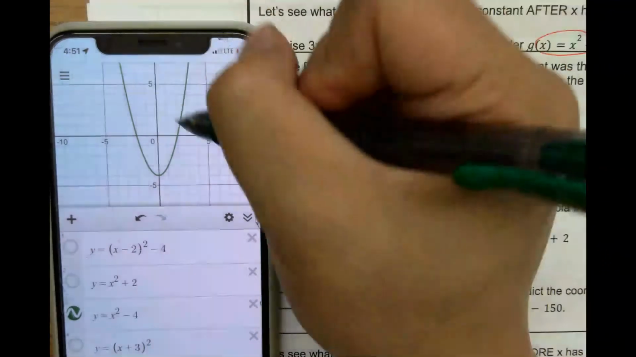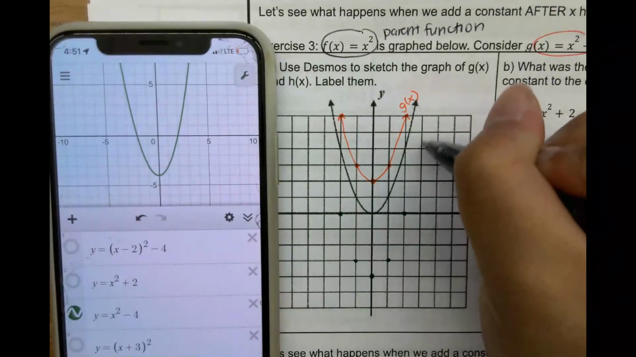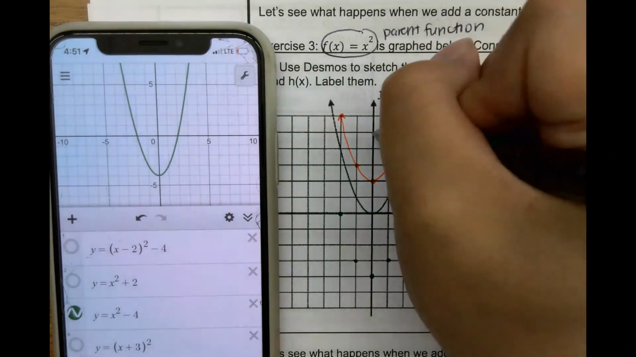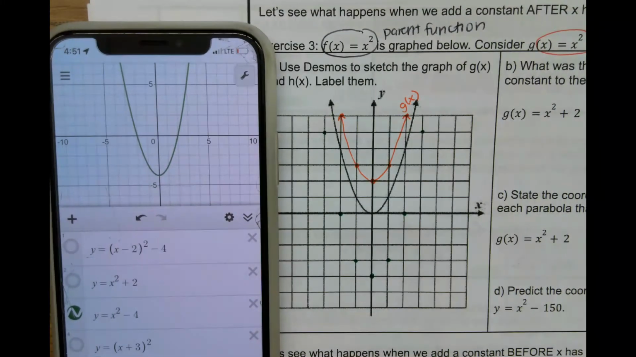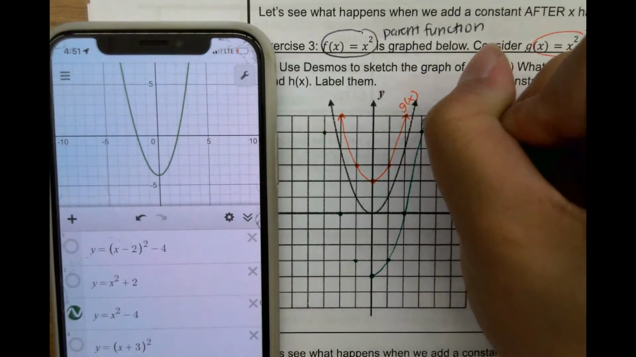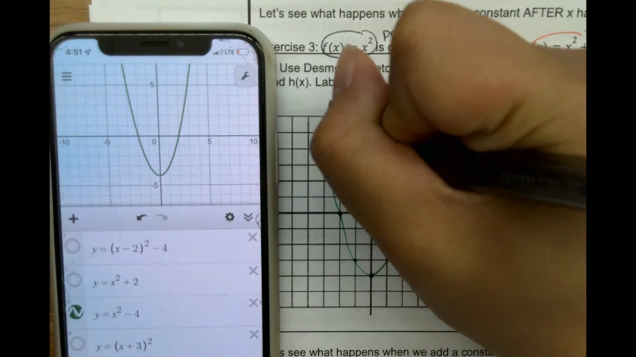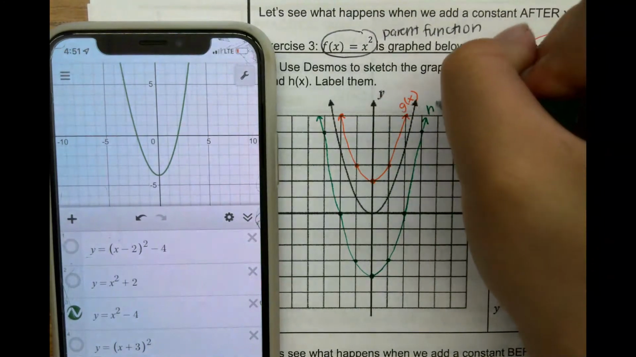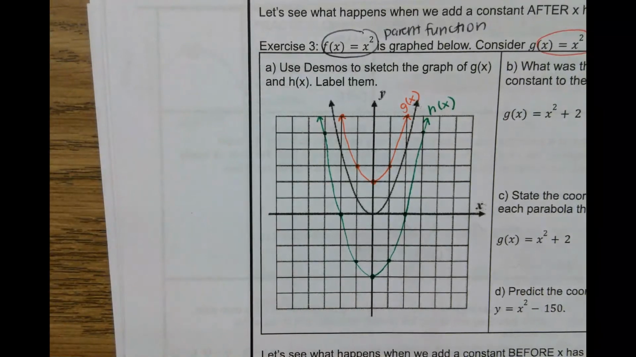Okay. Then after that, the next clear point is 3 comma 5. So 1, 2, 3, 4. 3 comma 5. Then I'm going to mirror it over. Okay. Then all I have to do is connect my dots. And this one is h of x. Okay. So let's put Desmos away for now and answer these questions.